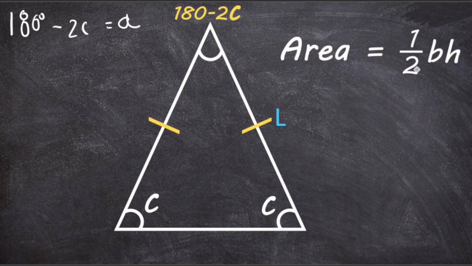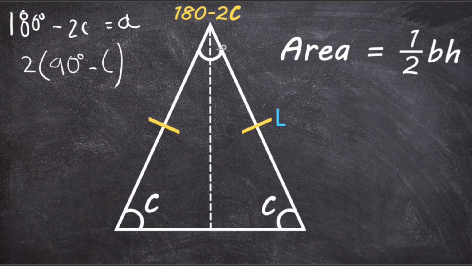In order to use the half base times height equation for the area, we actually need a base and height. And so I'm going to create that. Let's bisect the top angle with a line that goes from the tip of the triangle to the base. It's called an angle bisector because it divides the angle exactly into two equal parts. The value of the entire angle is 180 minus 2C, but we want to divide it in exactly 2, and that's easy to do because 180 and 2C are both divisible by 2, so we could factor out 2 and call it 2 times (90 minus C). So each angle has the value of 90 minus C.